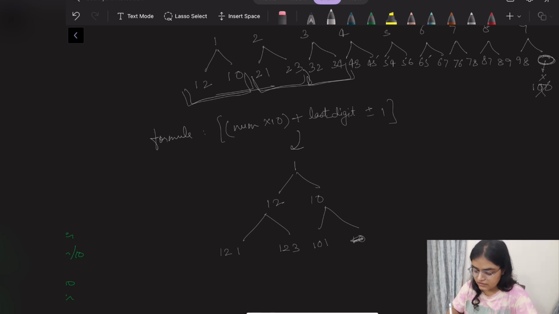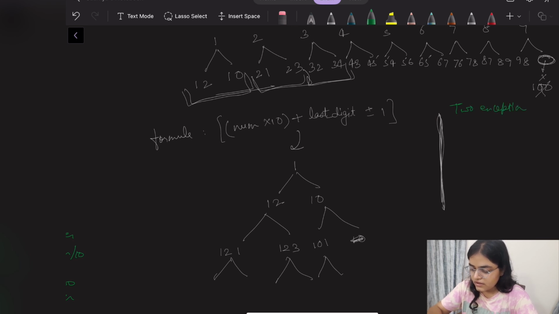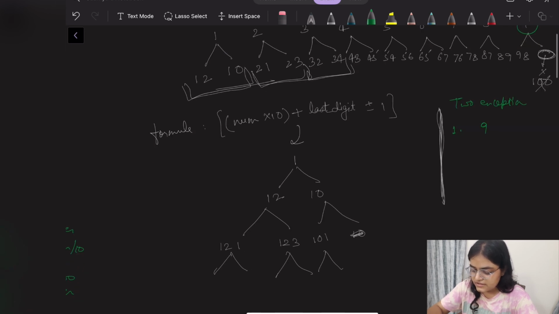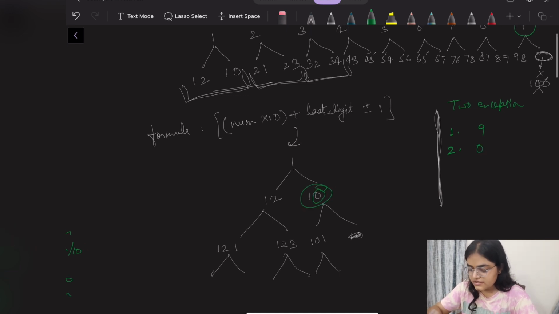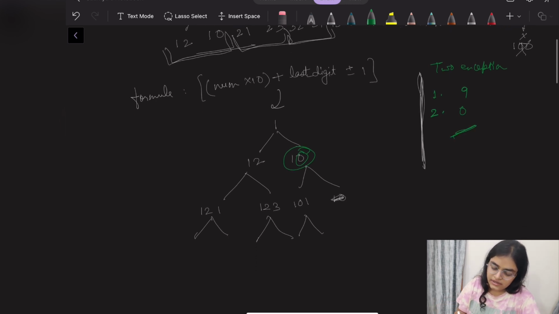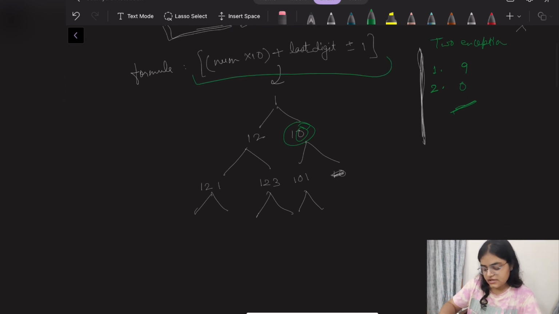Then again we can extend this. When we use this formula, there are 2 exceptions that will come. One is when the last digit is 9, and the second is when it is 0. Except for these 2 exceptions, I think it works for every digit.